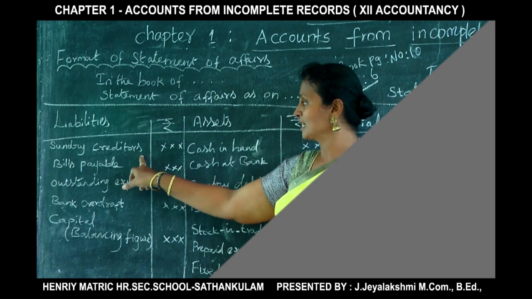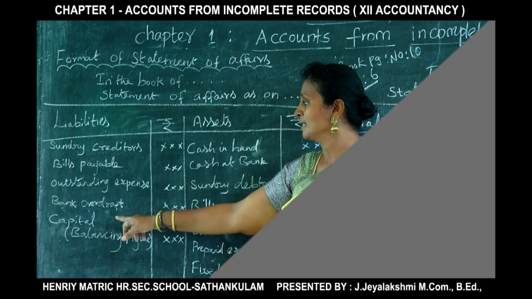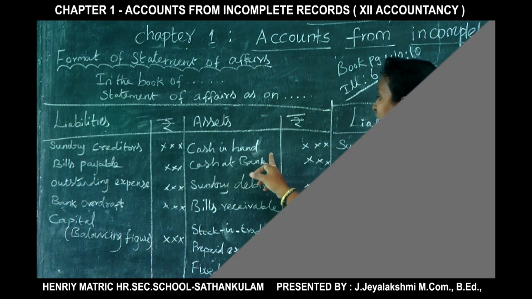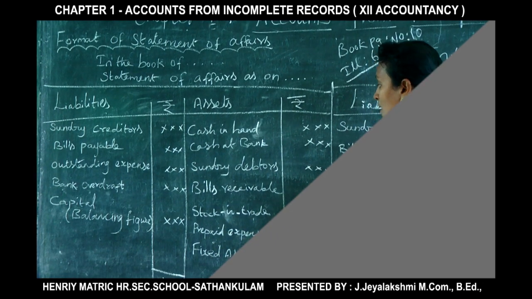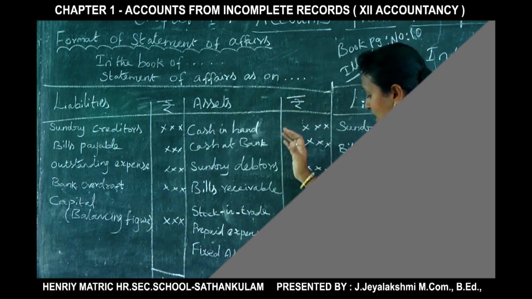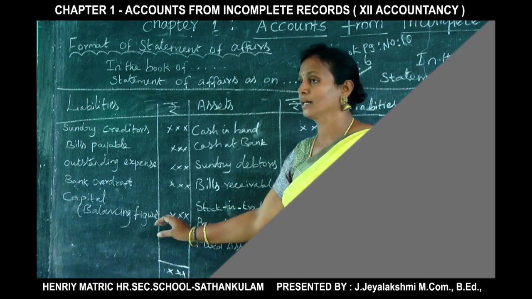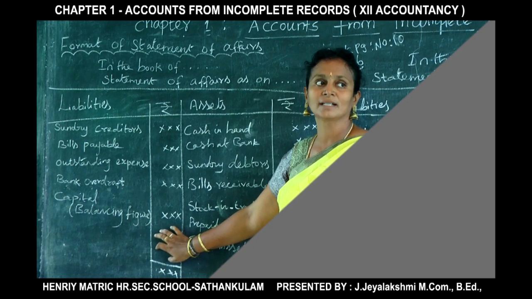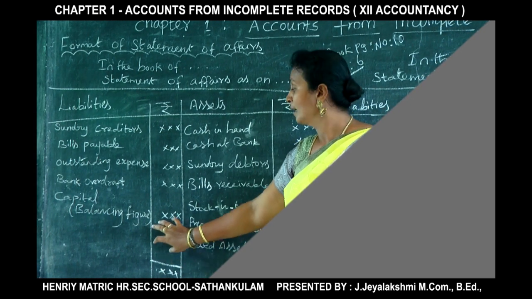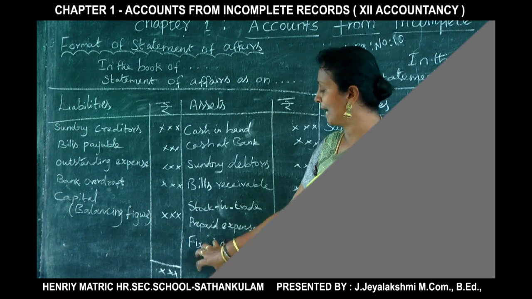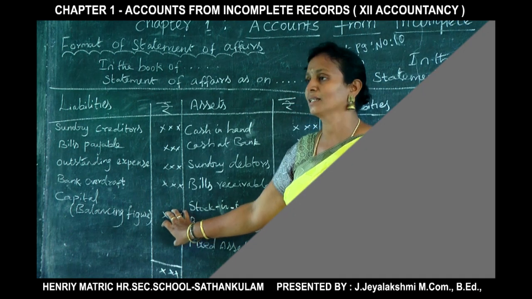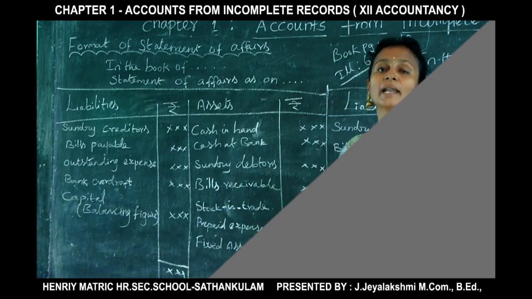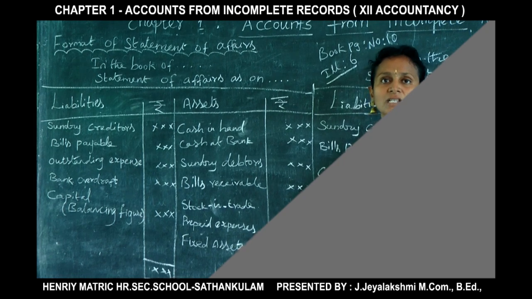On the liability side and asset side, what items do we have? Sundry creditors, bills payable, outstanding expenses, bank overdraft; then cash in hand, cash at bank, sundry debtors, bills receivable, stock in trade, prepaid expenses, fixed assets. By adding all of these, the lower total is deducted, and the balancing amount appears as the capital. It is a balancing figure. Now we are going to see illustration 6.